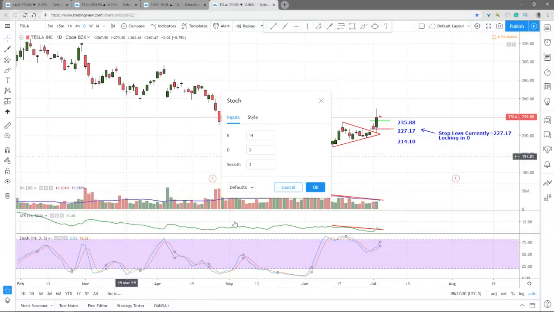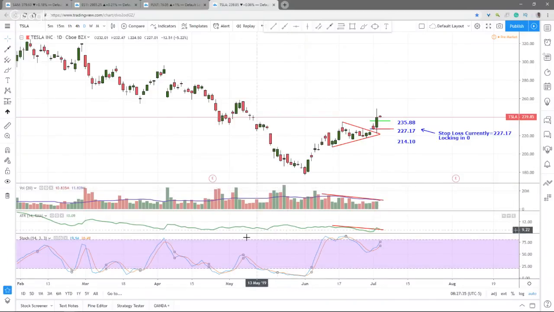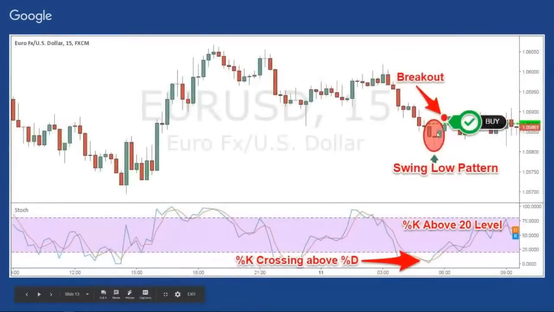So this is TradingView. Okay, back to the slides. Now, as soon as you see a break of the high of that 3 candle pattern, that's where you buy, right at the breakout. So after this 3 candle pattern is formed, I would just put a buy stop order above that.